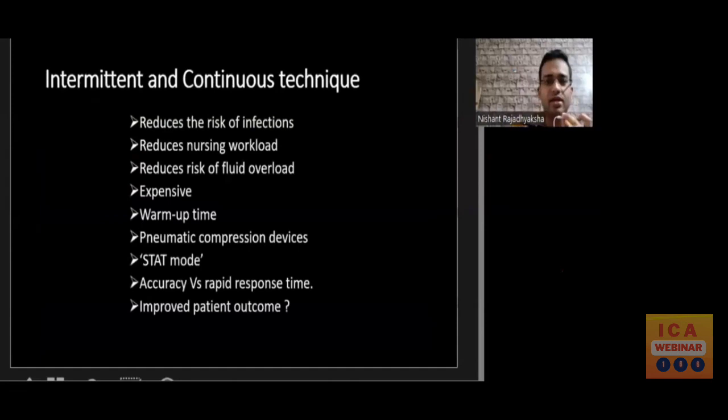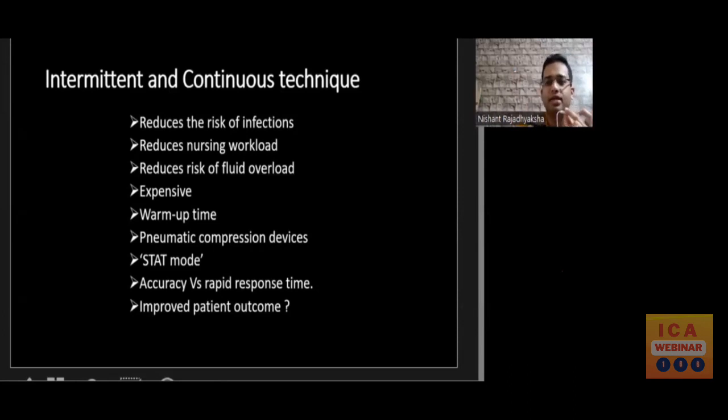The continuous thermodilution technique has been widely accepted into clinical practice for a number of practical reasons. Although these catheters are more expensive than the standard catheters, it obviates the need for bolus injections, reducing the workload on the nurses and the potential risk of fluid overload and infections. However, the continuous cardiac output monitoring technique and the catheter requires a significant amount of time to warm up and may work poorly in environments which have a large thermal noise like the cardiac operating room.